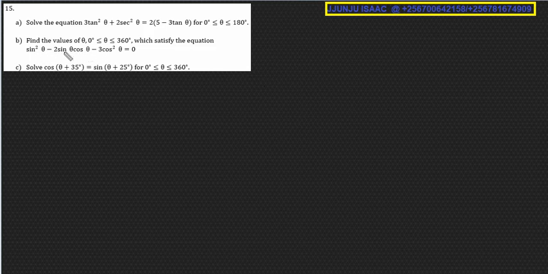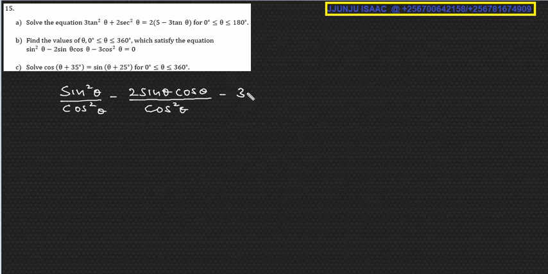Now one way of solving this, when you have cos and sine, you can convert it to tan by dividing with the cos, and this time we shall divide with cos squared, so that we get sine squared over cos squared theta minus 2 sine theta over cos squared theta minus 3 cos squared theta divided by cos squared theta equal to 0.